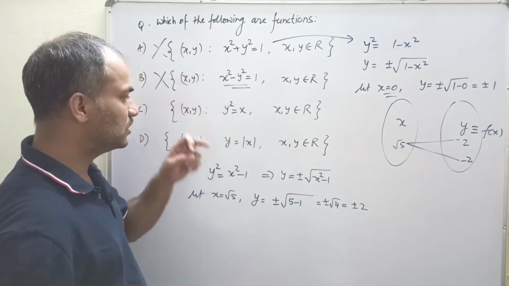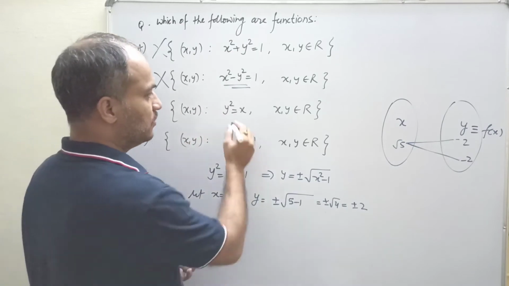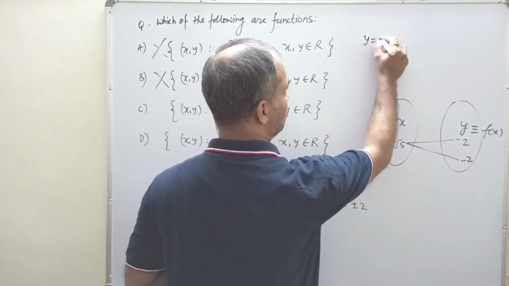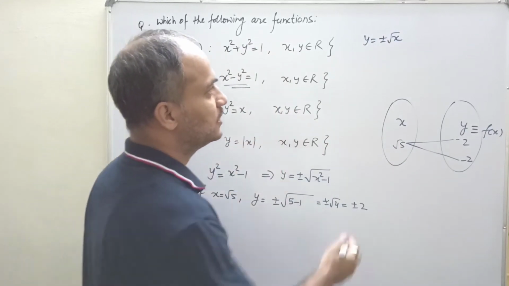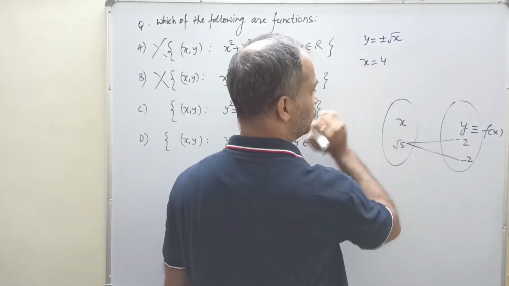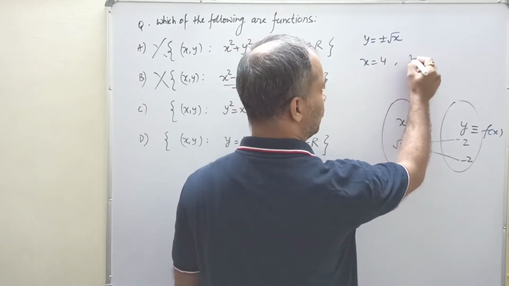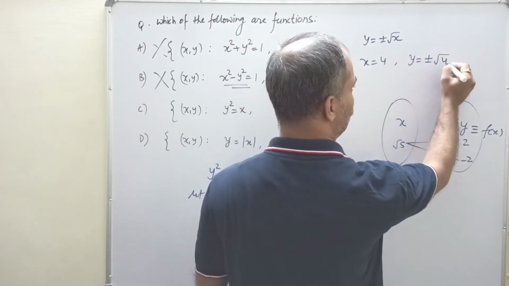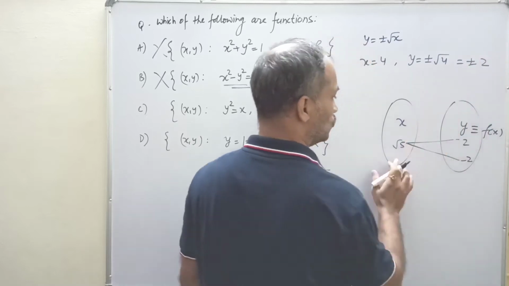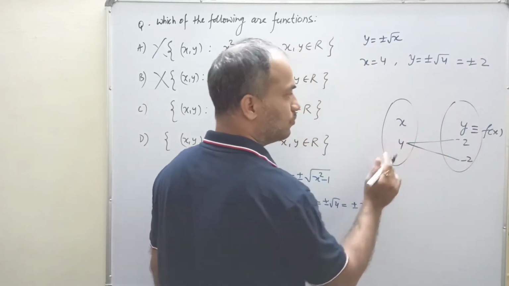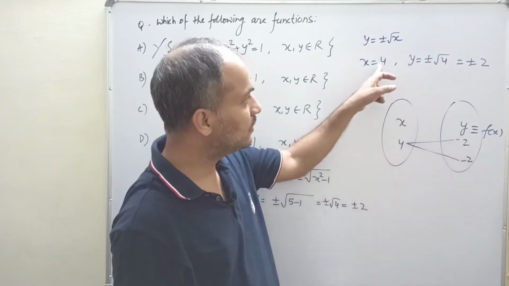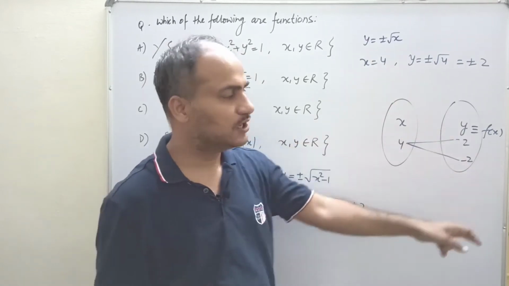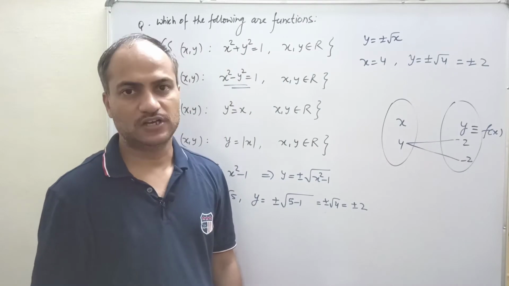Fine. Let us see the third one. From here, what is y? Y is plus minus root x. Okay, here also suppose I take x is equal to plus 4. So what happened with this? Y is equal to plus minus square root of 4, that is plus minus 2. So it means with plus 4, y will be plus 2 and minus 2 here. Okay, so with one value of x, there are two values here, so this also cannot be a function.